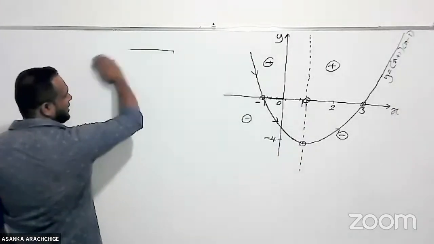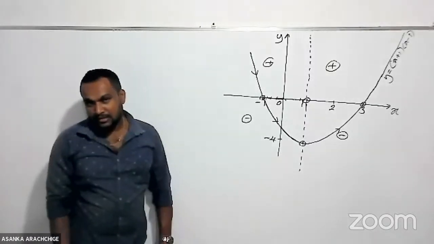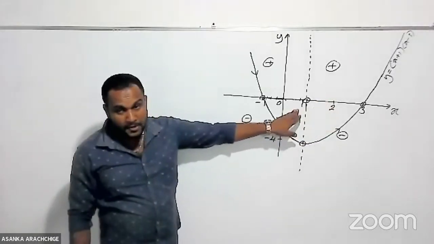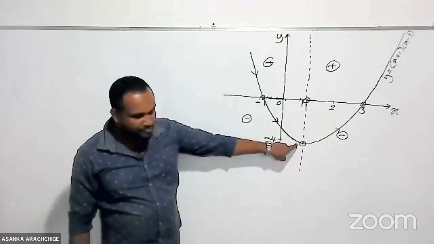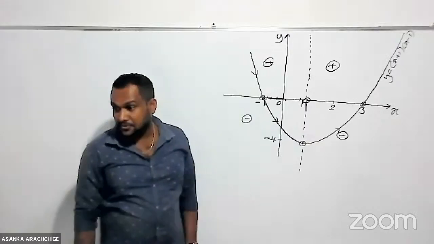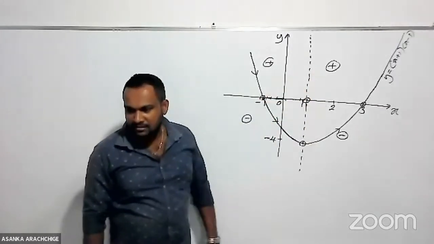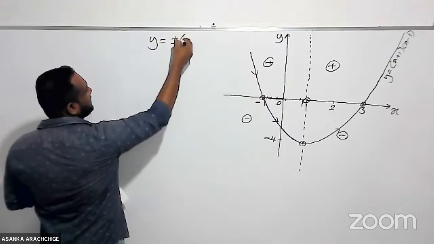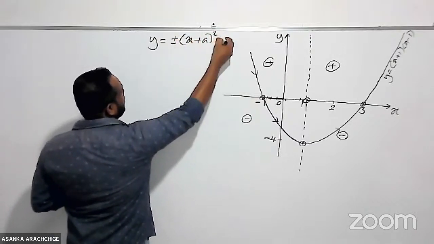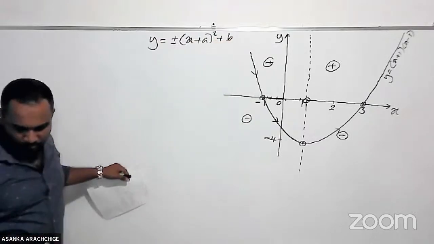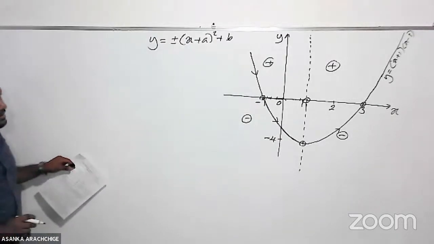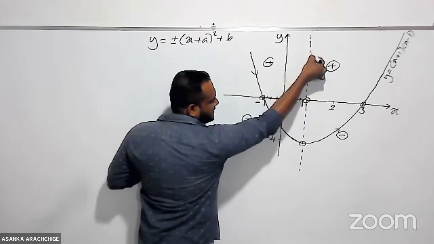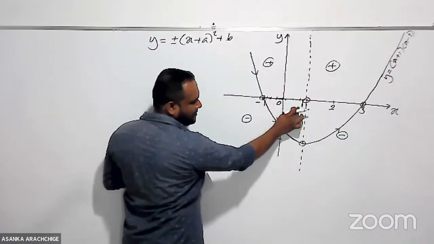When you have to find a square root by using the drawn graph, write the same function in the other form. What is that form? This form: y equals plus or minus (x plus a) squared plus b, right? You know this is the axis of symmetry. What is that? x equals plus 1.